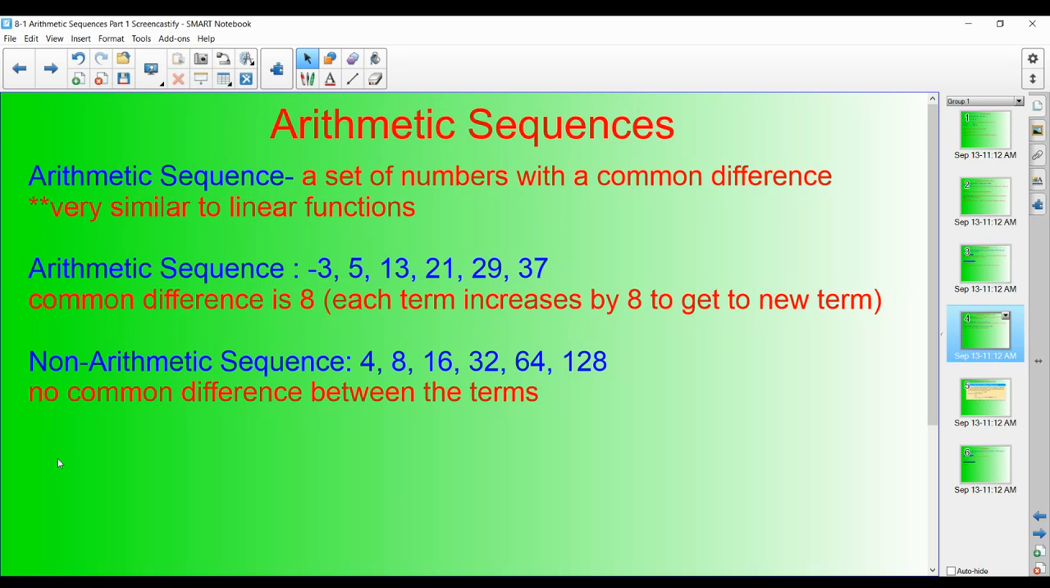Now, an arithmetic sequence is simply a linear sequence, a sequence where there's a common difference. We're going up by the same amount each time in addition or subtraction. So here we're adding 8 each time. If we're doing something else, we'll have another name for the sequence, but all we know right now is it's not arithmetic.